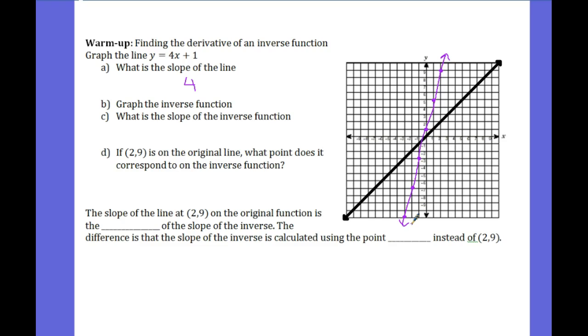Then it says graph the inverse. So I want you to graph the inverse without calculating the inverse. What that means is I want you to take all of your points and reverse them. So if this is the point (0, 1), on my inverse it becomes the point (1, 0). If this is the point (1, 5), on my inverse it becomes (5, 1).